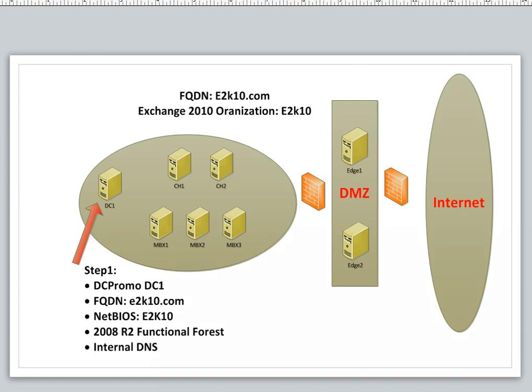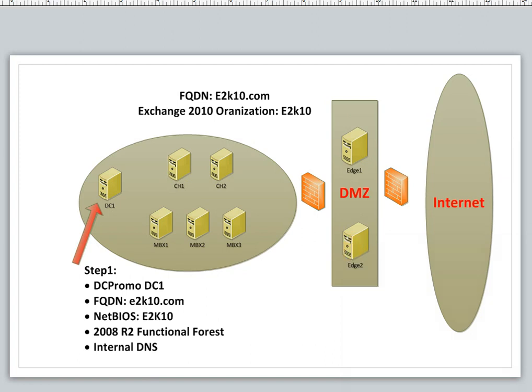I'm going to start off with the domain controller right here. That's what we're going to do right now. And then we're going to move on to two CAS servers and two hub servers on each one of these, three mailbox servers, eventually get to the edge servers and get this whole thing configured and flowing.